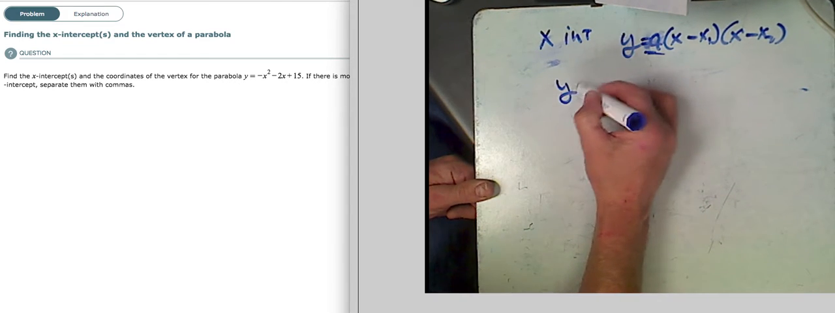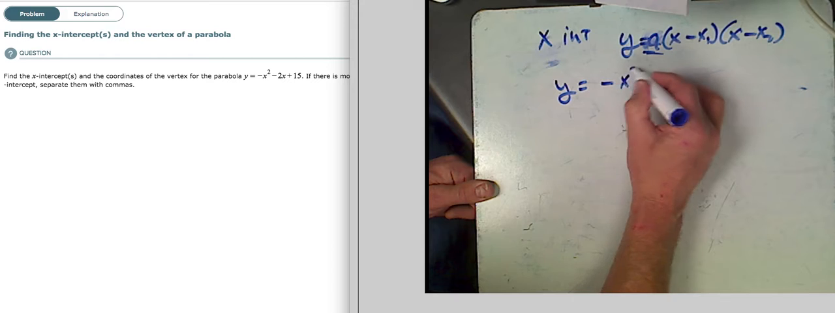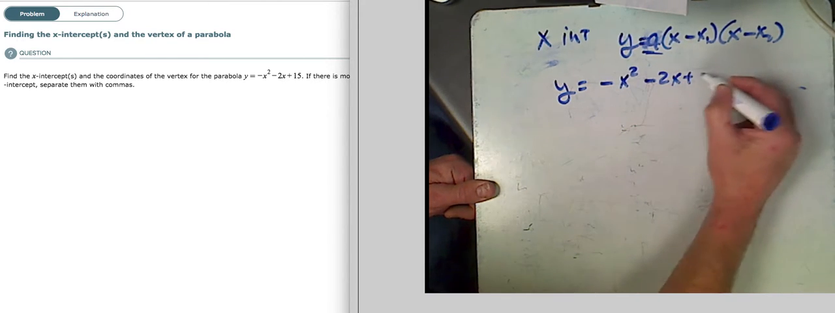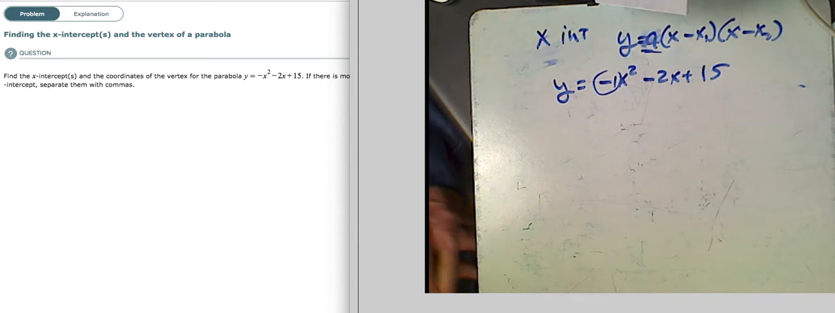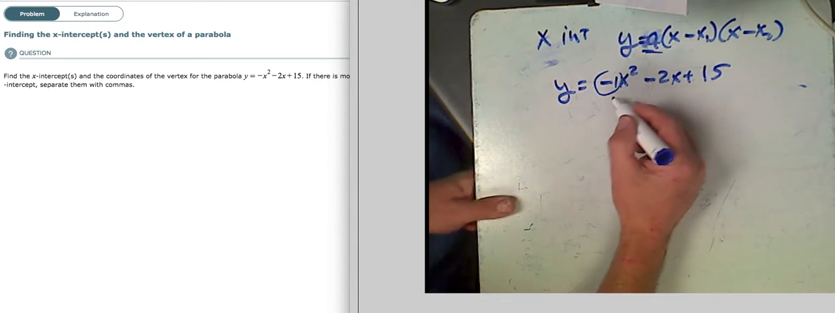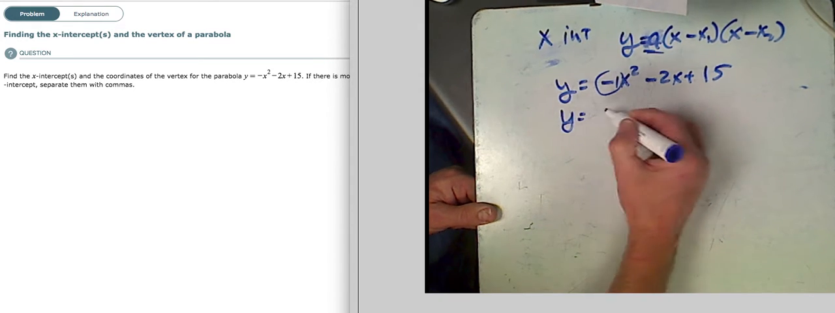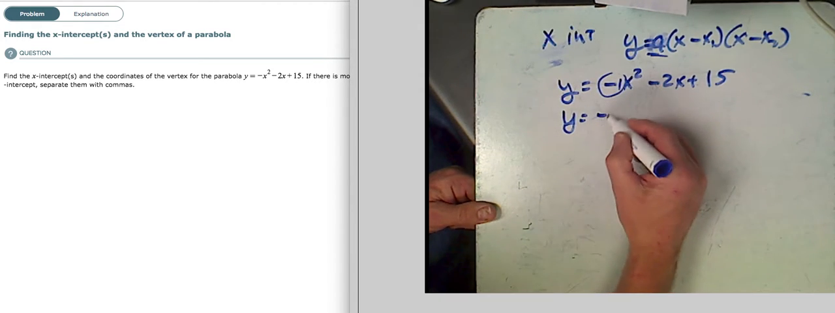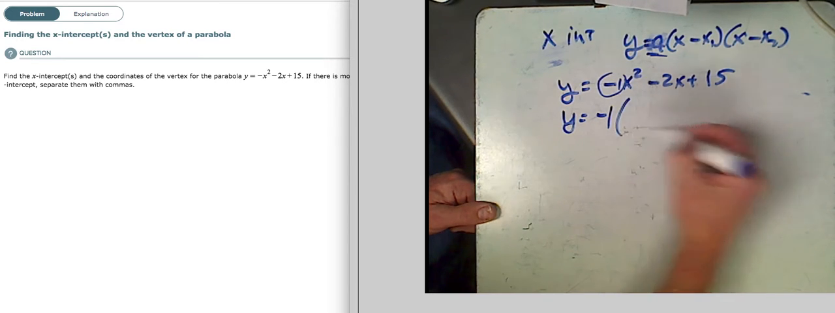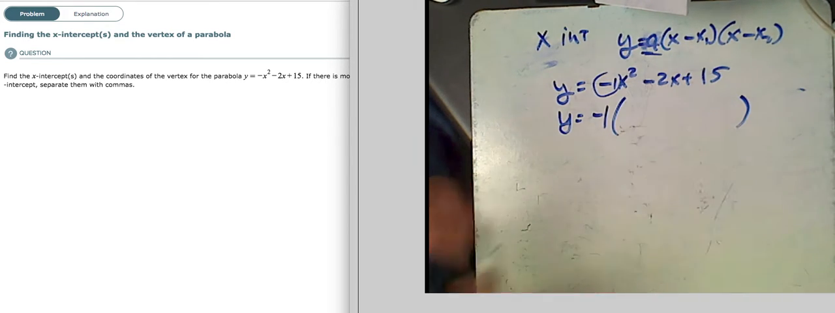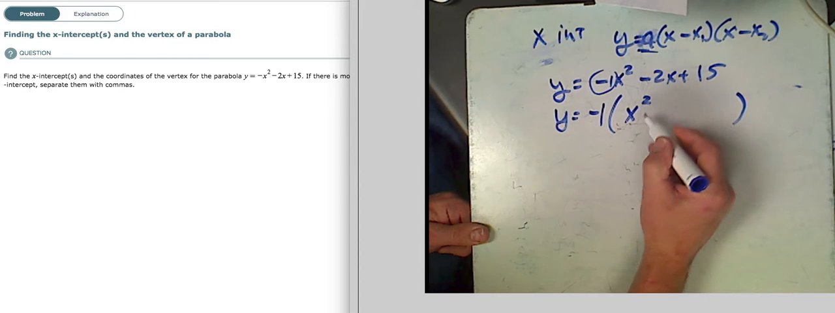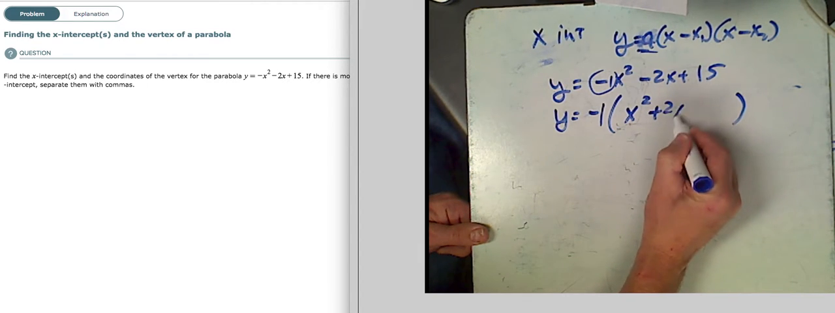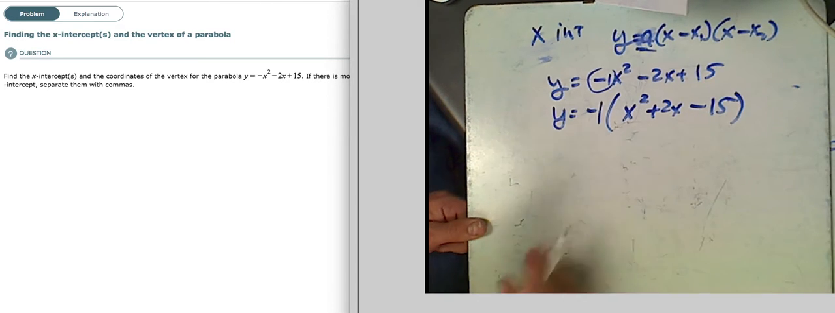So I have y equals negative x squared minus 2x plus 15. So my a is negative 1, right? And I want to get that kind of out of the way because I like for my a to always be positive 1. So every single time, if it's not positive 1, I'm going to factor that out of there. So if I factor a negative 1 out of all these terms, I get x squared plus 2x minus 15.